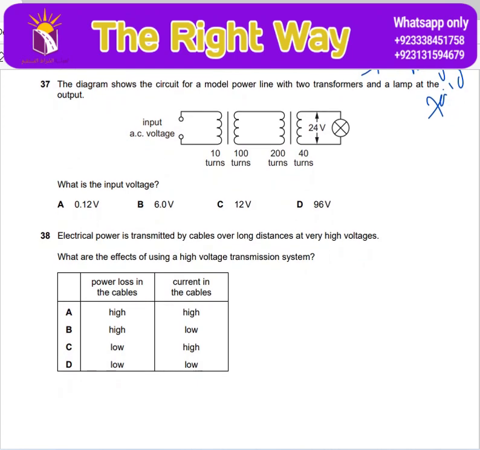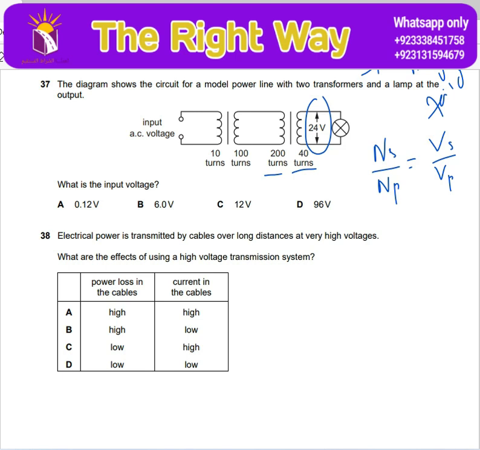Question number 37. The diagram shows a circuit for a model power line with 2 transformers and a lamp at the output. What is the input voltage? We are going to have 24 volt at the output, with 40 and 200 the turns of the secondary coil. So we know that turns of the secondary divided by turns of the primary is equal to voltage of the secondary divided by voltage of the primary.